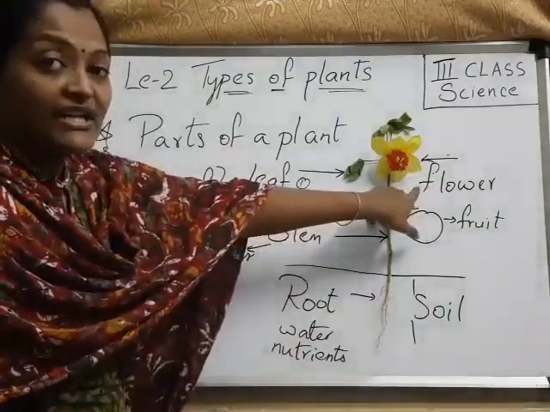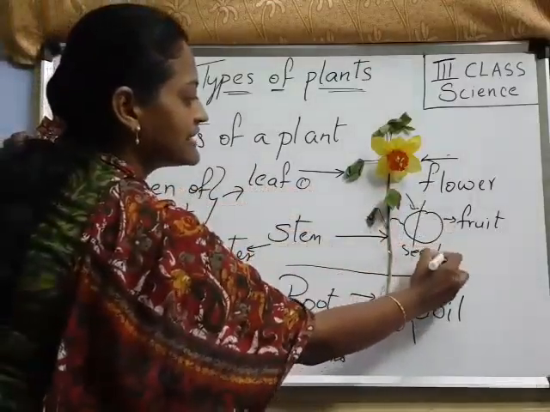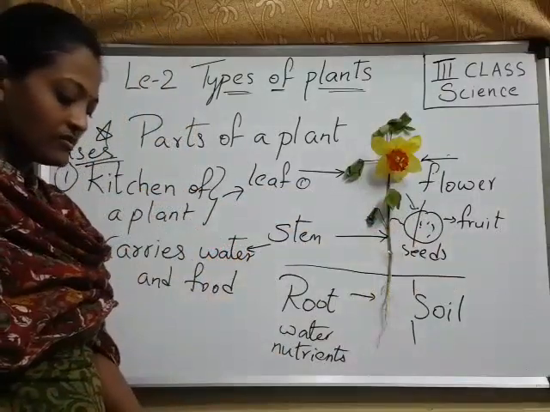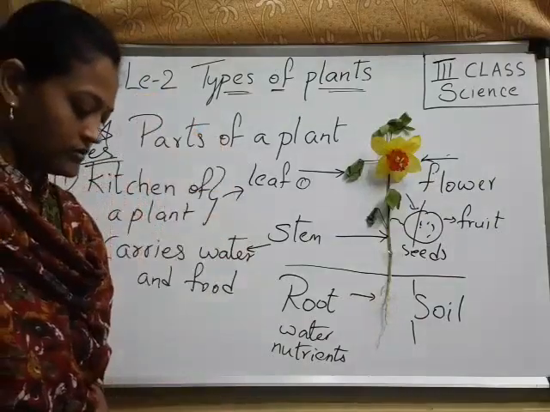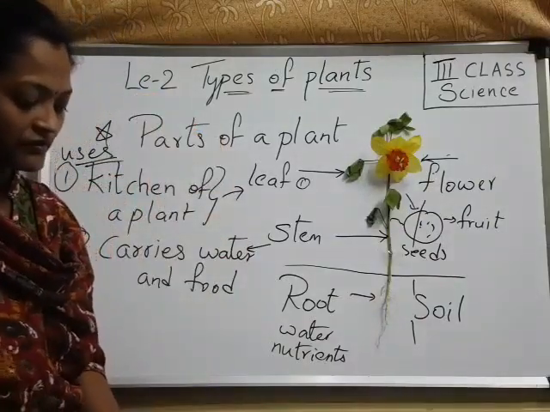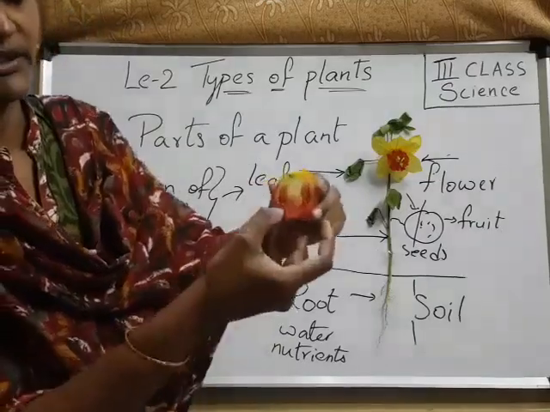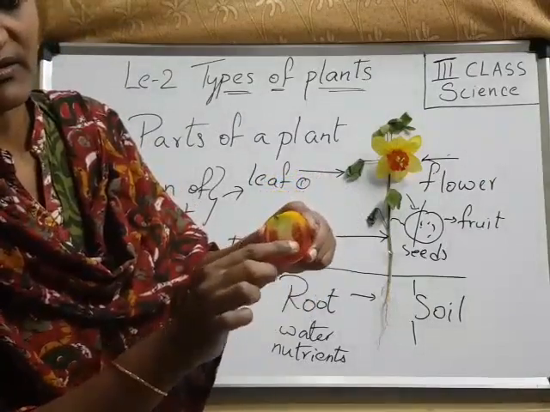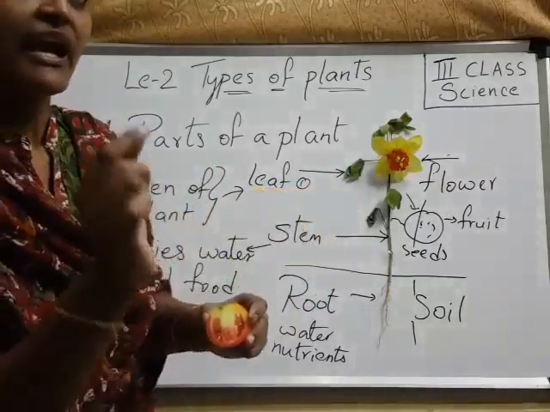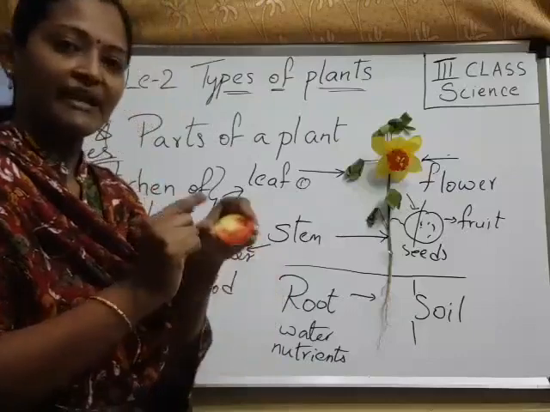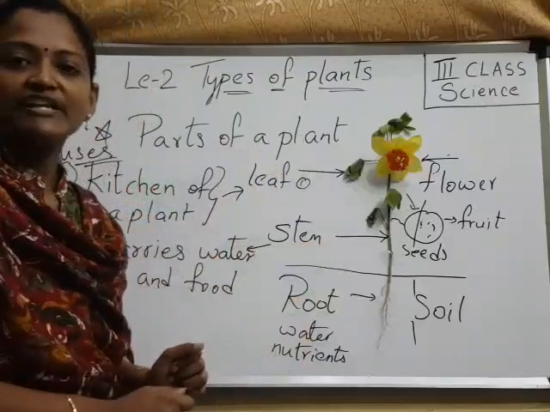So here the flower changes into fruit. Fruit contains seeds. What is there inside? Seeds. I'll show you seeds also. This is a tomato, right? It's a fruit, or a vegetable. If you cut this tomato, look here, children. These are seeds. Fruit contains seeds. From this seed, a new plant, the same tomato plant, will come. Have you understood now? So, these are the uses of the various parts of a plant.